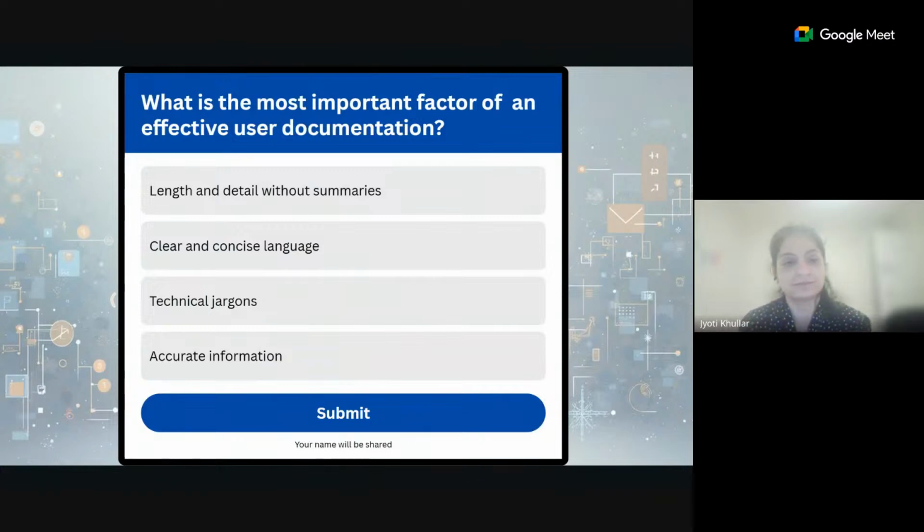So let's talk a little more about what other things make a documentation a good documentation. What are the other factors that make documentation a good documentation? Clear and concise language, accurate information, of course. These are the two things. Is there anything else that you can think of?